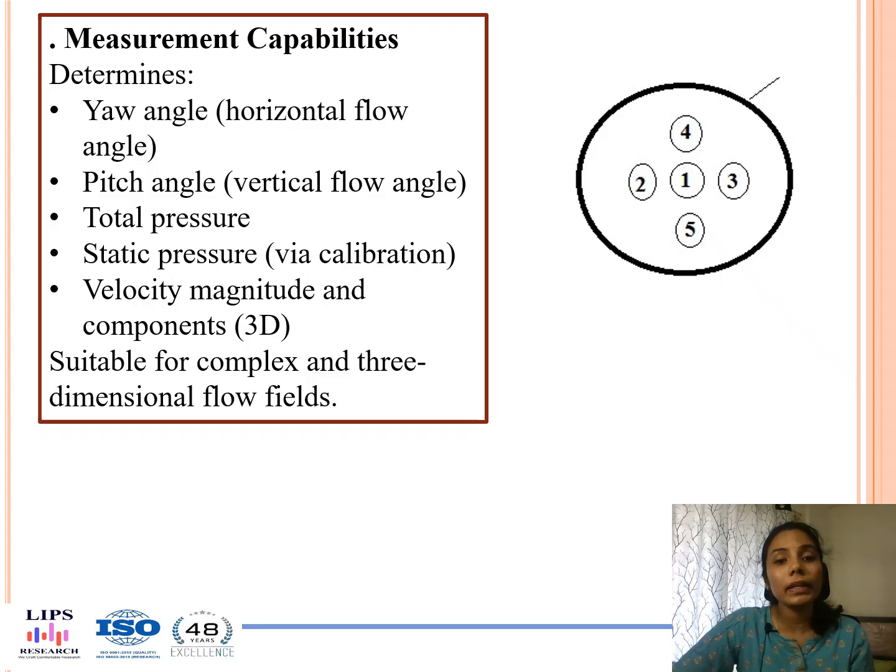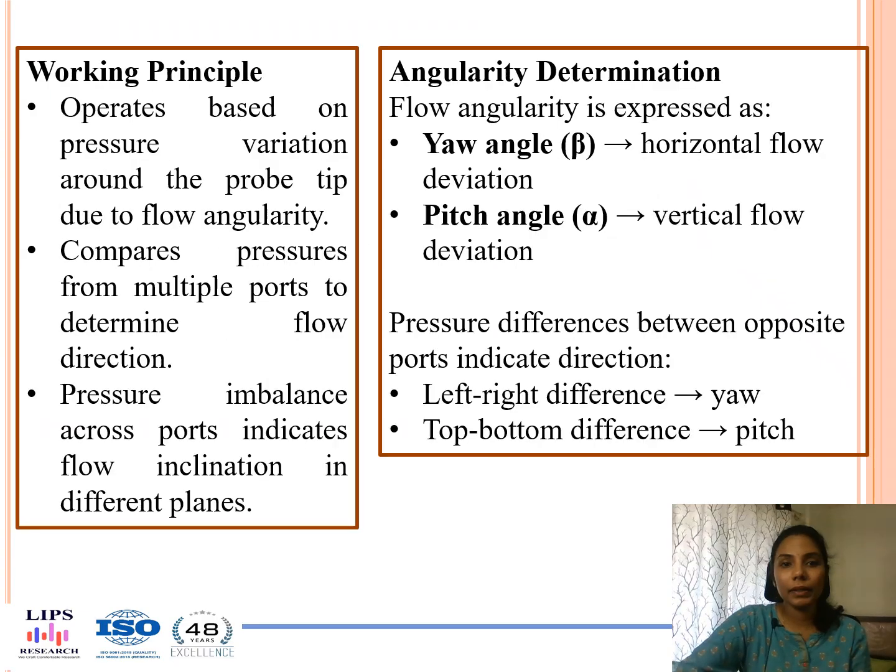So most importantly, since both yaw and pitch are known, the velocity can be resolved in 3 components, x, y, and z directions. So this makes a 5-hole probe highly suitable for complex as well as 3-dimensional flow fields, especially for wakes, high curvature flow regions, and turbomachinery applications also. Now, coming to the next slide, we'll discuss the working principle and how the flow angularity is determined using this particular 5-hole flow analyzer.